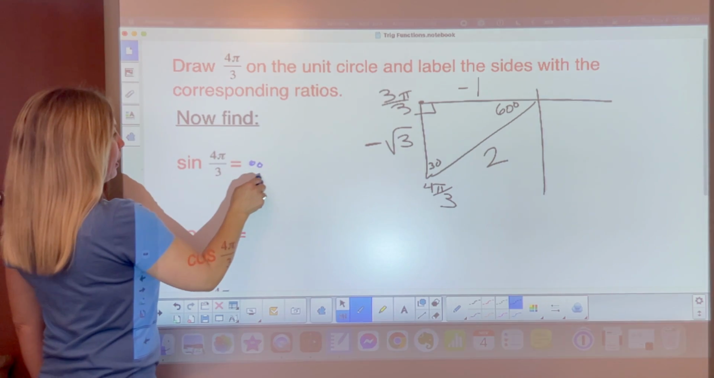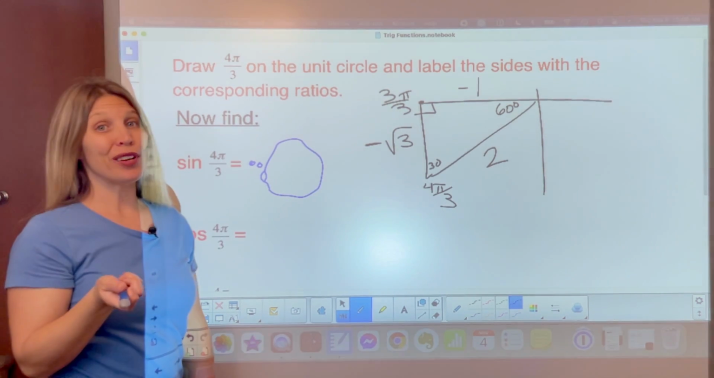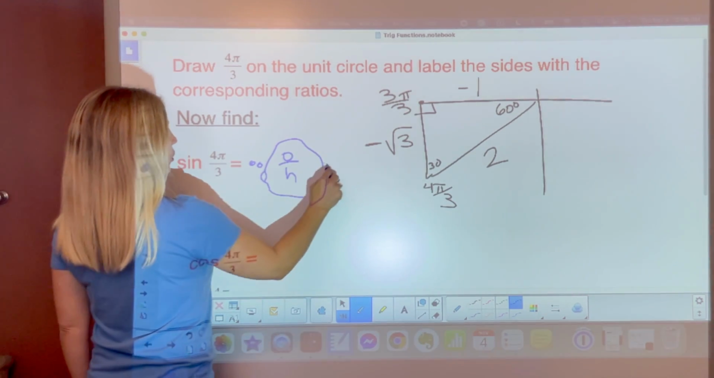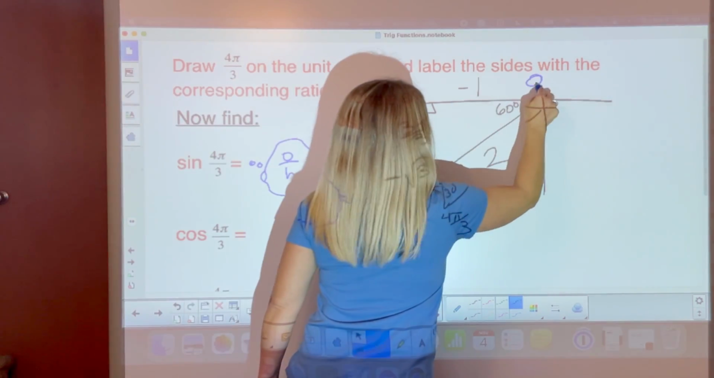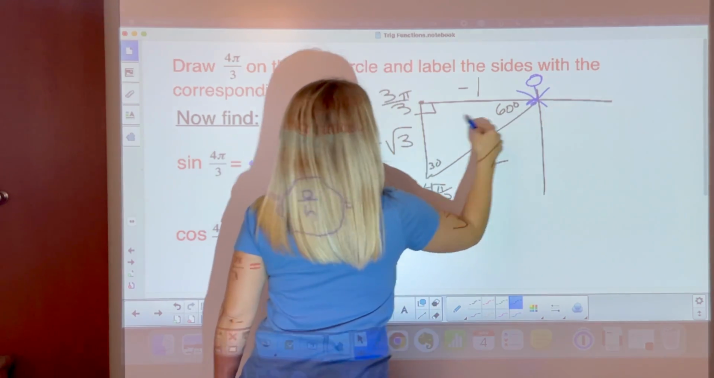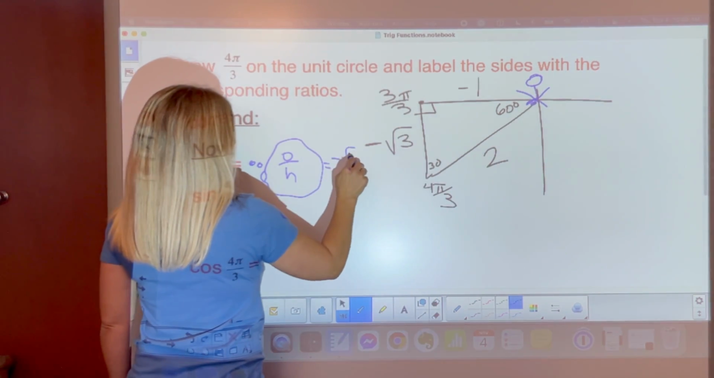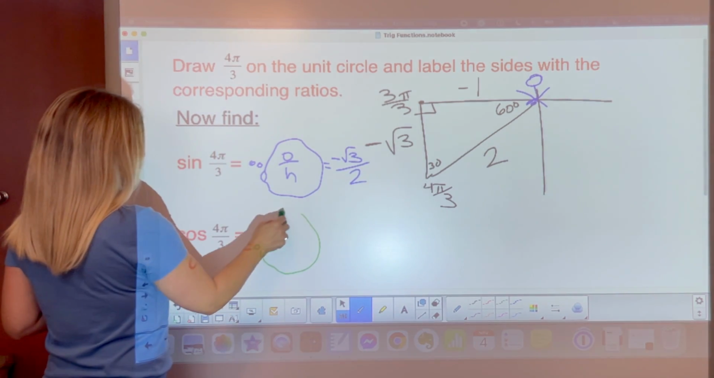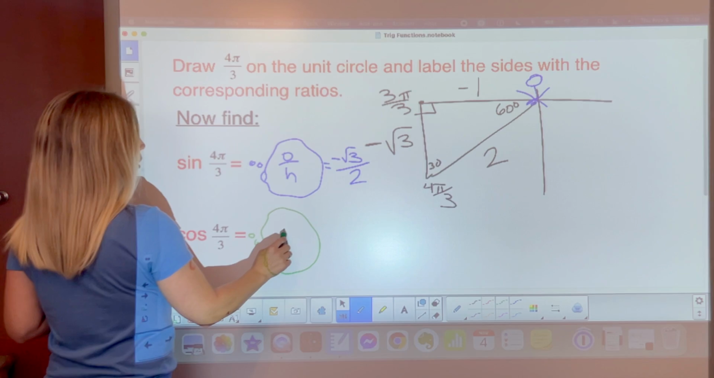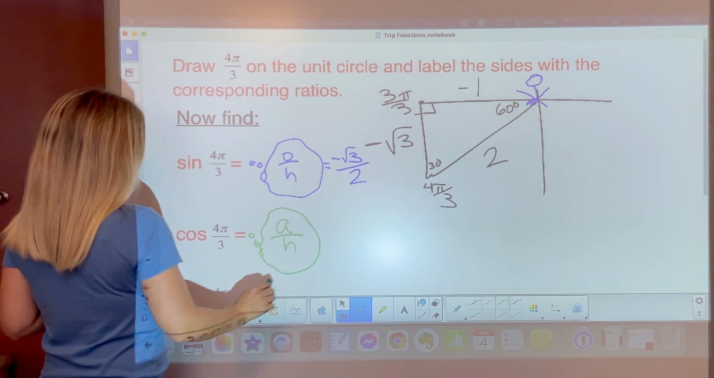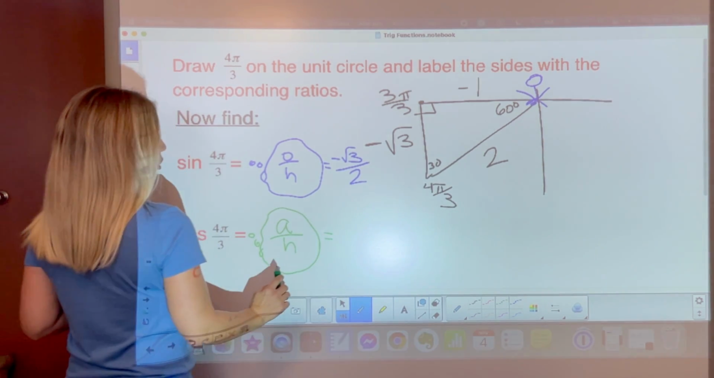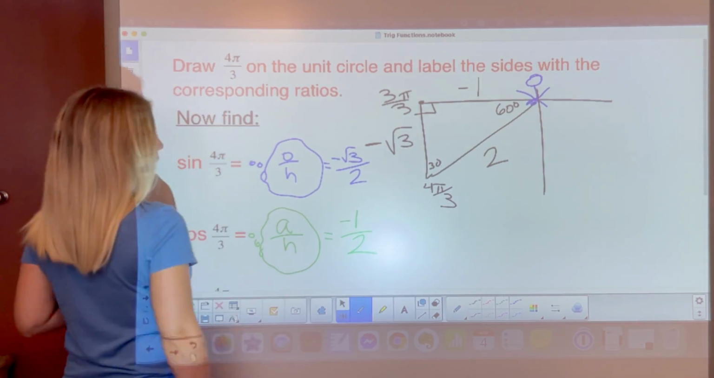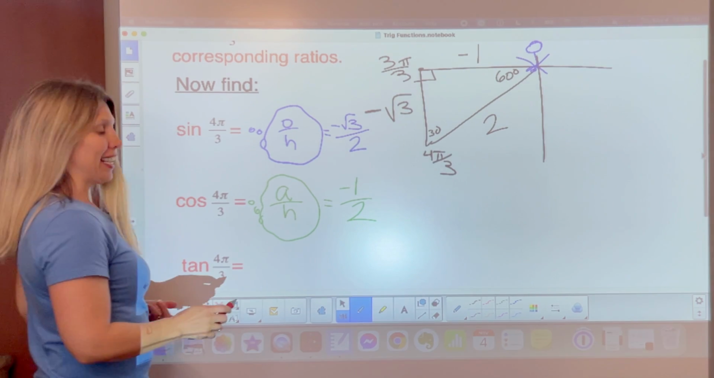For sine, again, what are your ratios for sine? Do you remember? That's right, opposite over hypotenuse. So your opposite side, remember where are you standing? Always standing in the origin. So your opposite side is negative square root of 3, hypotenuse is 2. Your cosine, in your thought bubble, what are your ratios? Yep, adjacent over hypotenuse. So your adjacent side, what's next to you, negative 1 is next to me, and 2 is my hypotenuse. Okay, last one, tangent.